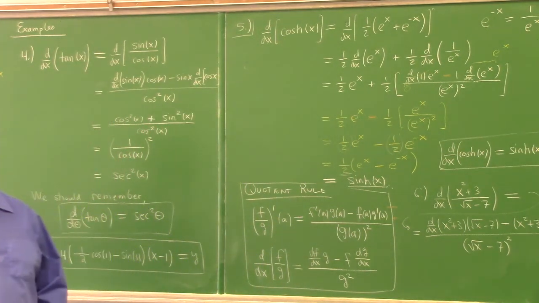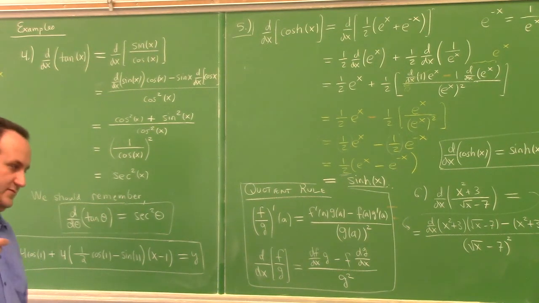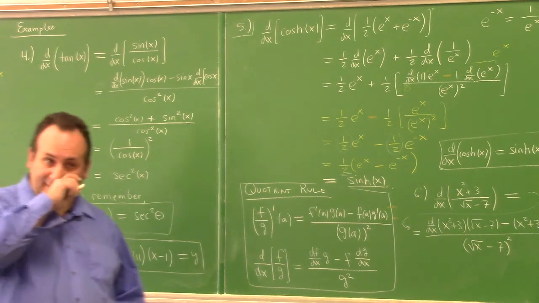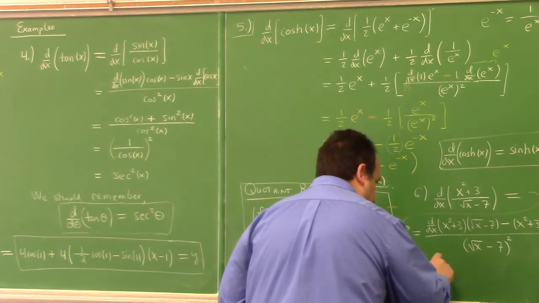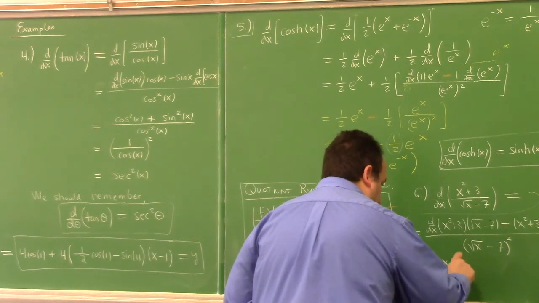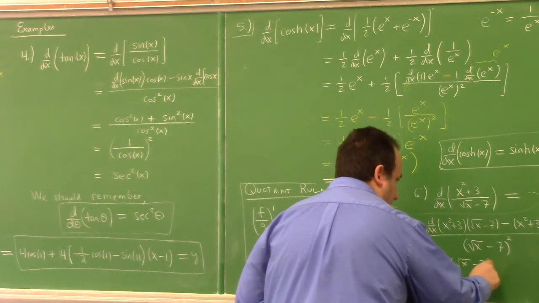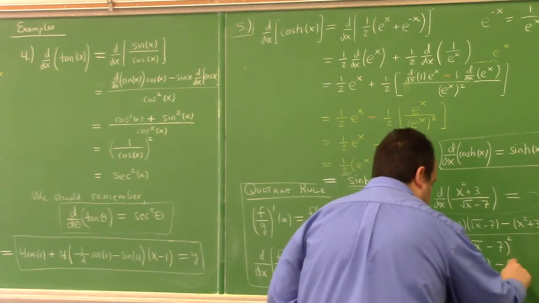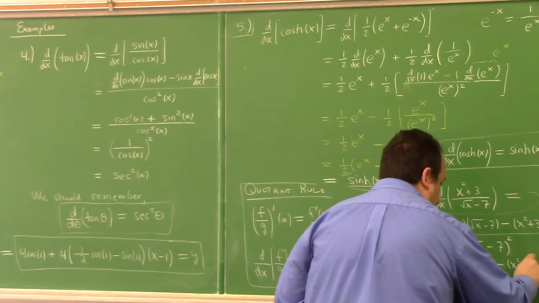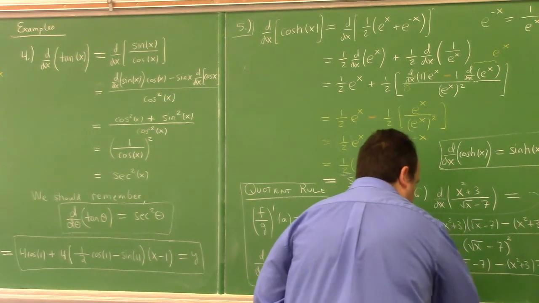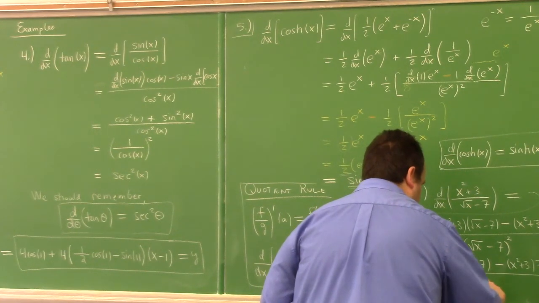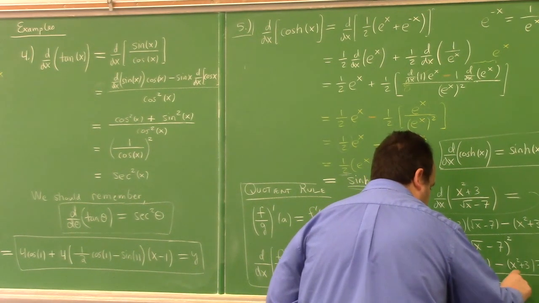So again, the derivative of the numerator times the denominator minus the numerator times the derivative of the denominator. Now the derivative of the numerator here is just 2x. The derivative of the denominator is 1 over 2 times the square root of x. So there you go.